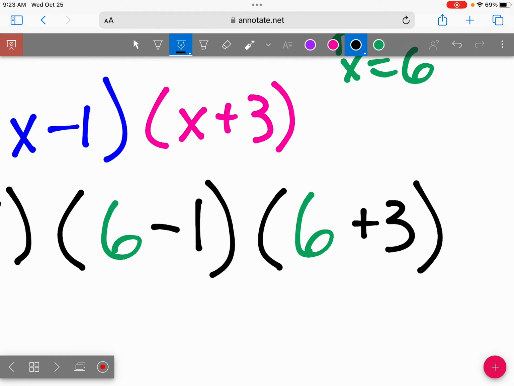So I'm going to substitute that 6 in for x every place I see an x.